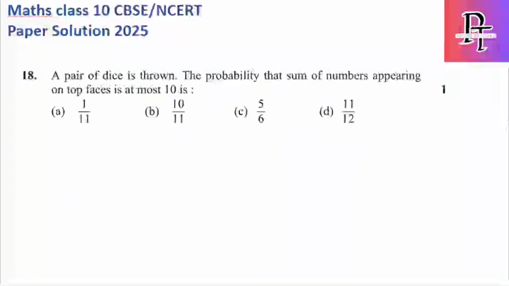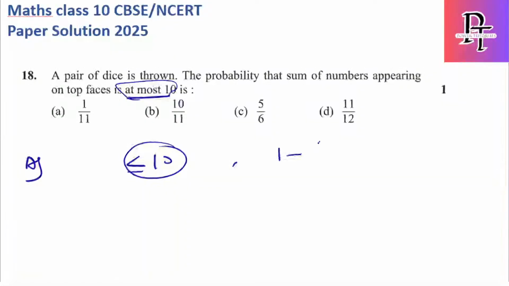A pair of dice is thrown. The probability that the sum of numbers appearing on the top is at most 10. So whenever you see at most 10, it's not equal to 10; it can be less than or equal to 10. So simply what I will do is subtract from the total probability the cases greater than 10, not even equal to. Then I will get the probability of less than or equal to 10.